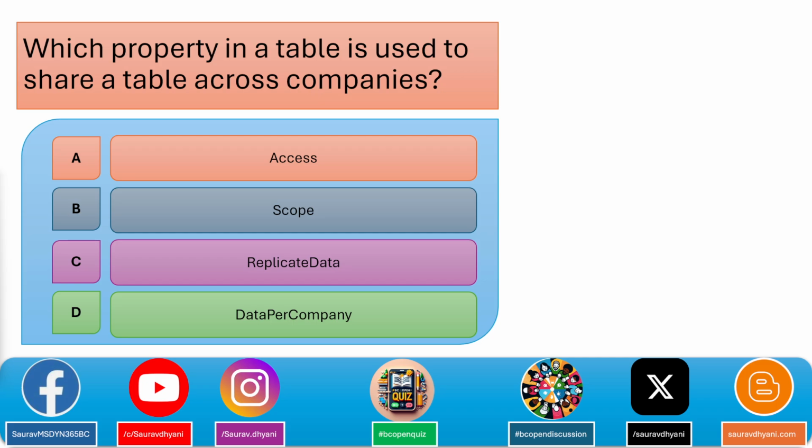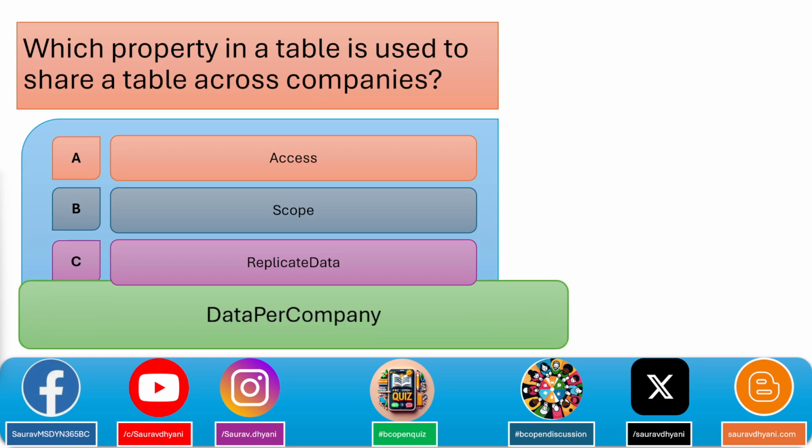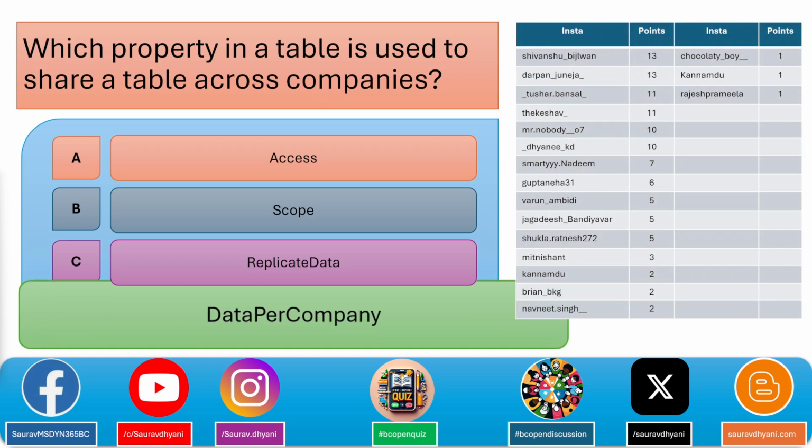Which property in a table is used to share a table across companies? The previous question was which table is shared across the companies, but how do you define a table which will be shared across the companies? Which table property do you need to use for that? And the correct answer is data per company. And again, Shivanshu and Darpan are still leading the board, with Tushar, Keshav, Mr. Nobody and Dhyani KD trying to catch up.